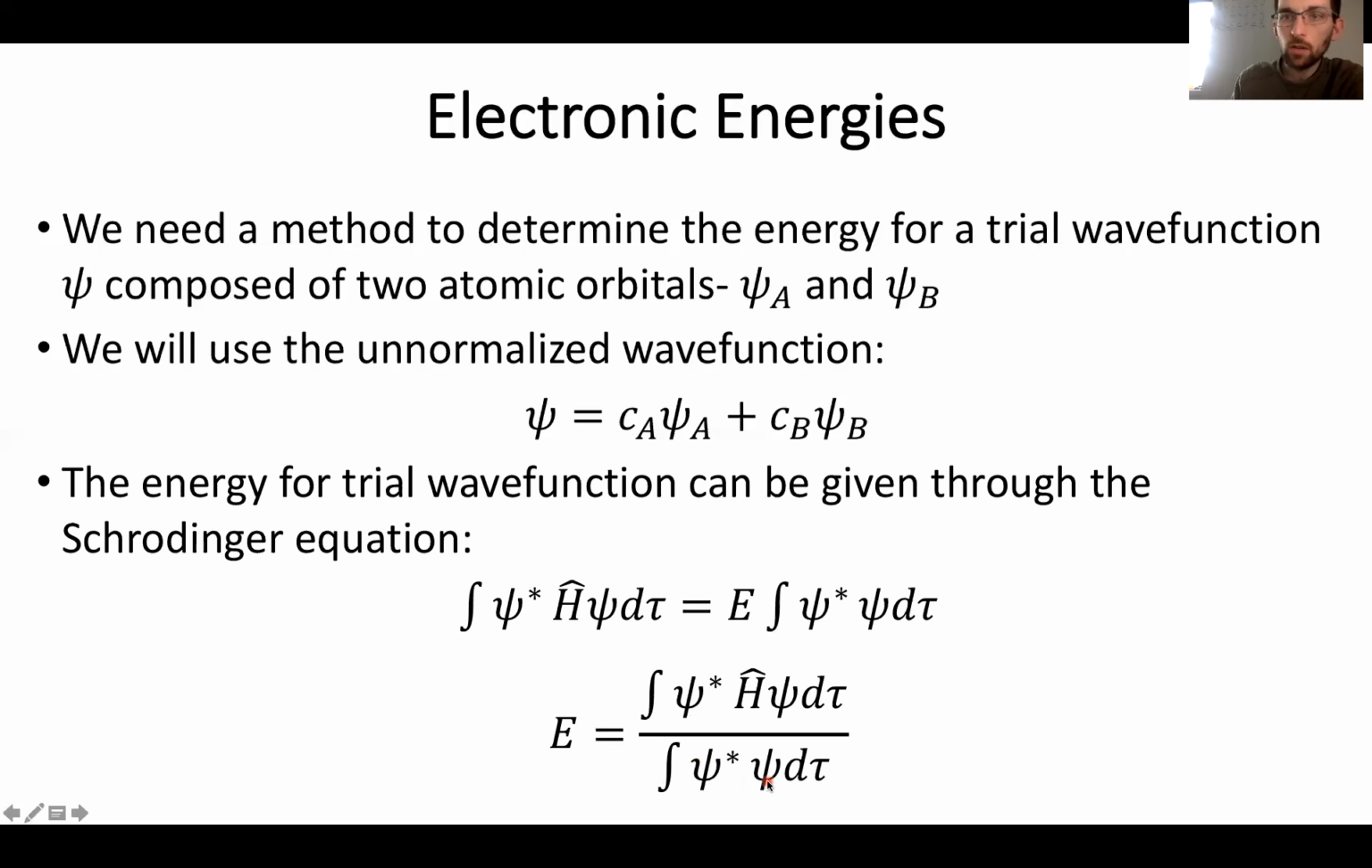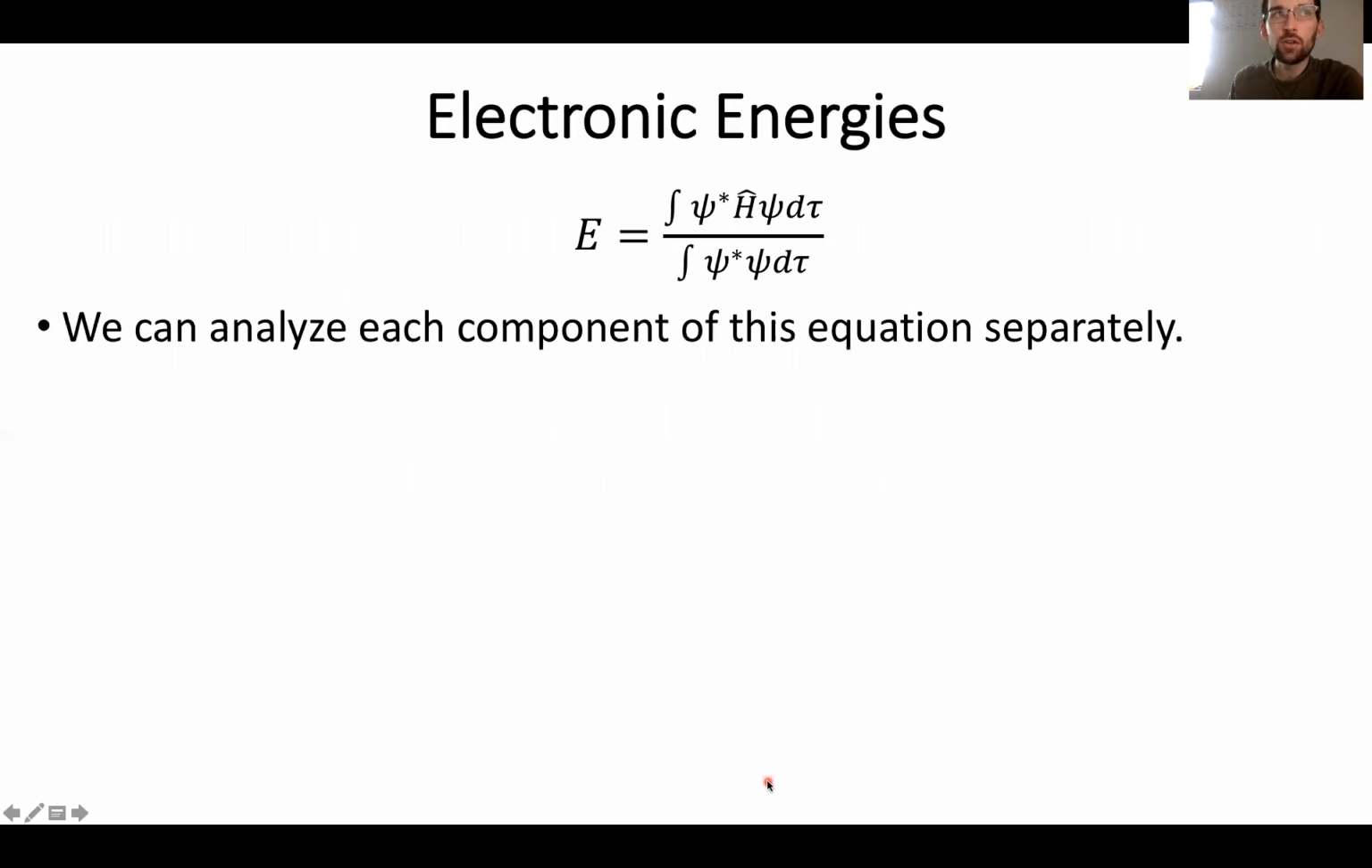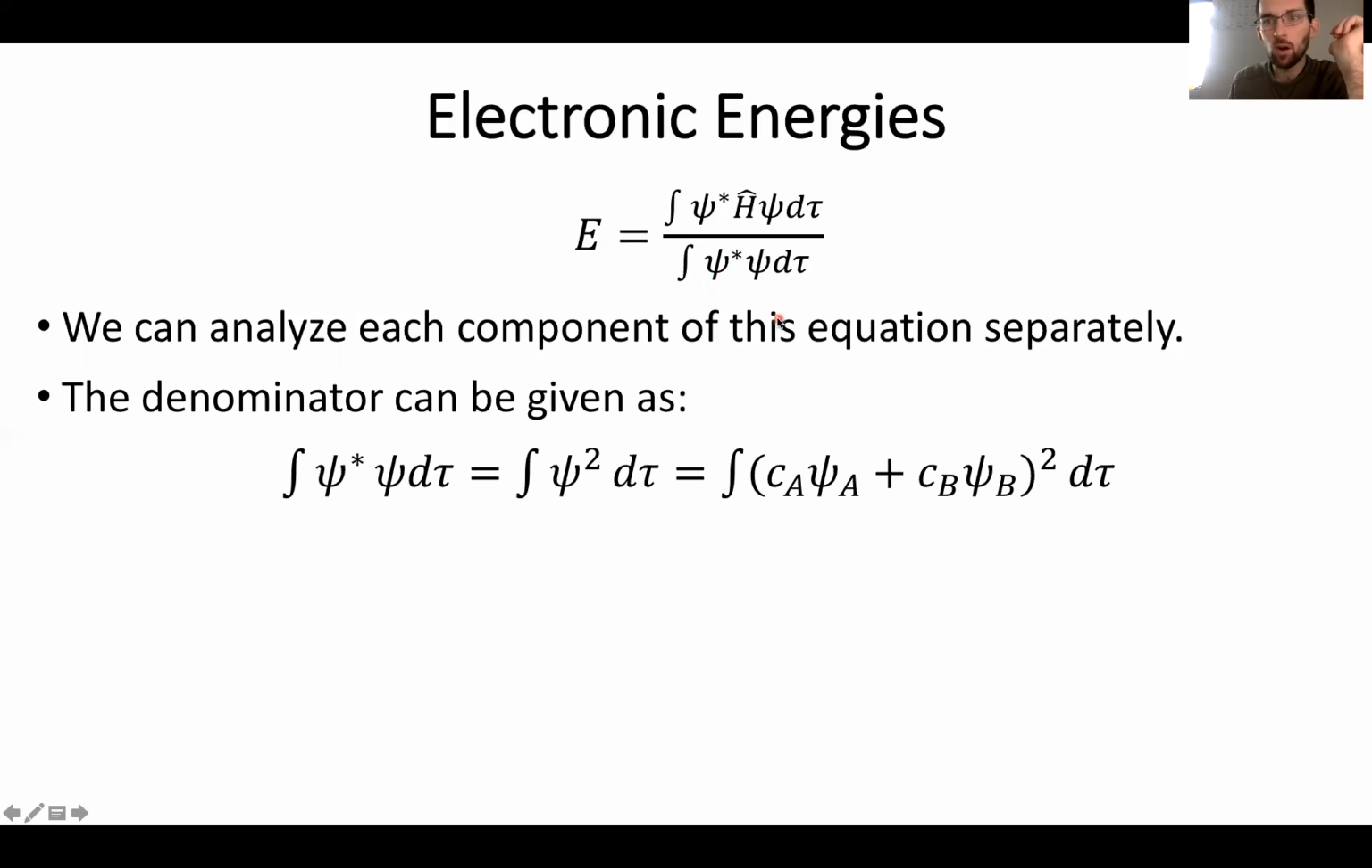So what we're going to be trying to do is analyze each of these integral components separately, both the numerator and the denominator. And it's worth noting that the denominator isn't anything too unusual. We've played with this form a lot the last couple lectures. So the denominator can simply be given as the integral of the square of the wave function, which then just lets me insert my wave function in terms of my atomic orbitals.